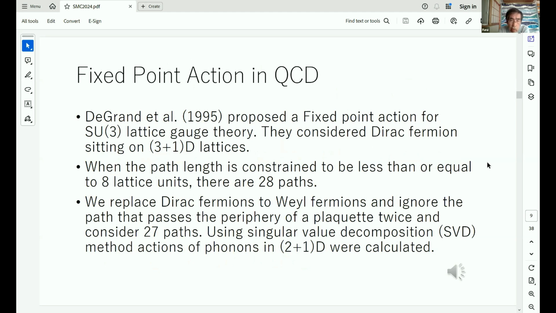And fixed point action in quantum chromo dynamics. Hasenfratz et al. proposed a fixed point action for SU3 lattice gauge theory. They considered Dirac fermion sitting on 3+1 dimensional lattices. When the path length is constrained to be less than or equal to 8 lattice units, there are 28 paths. We replaced Dirac fermions with Weyl fermions and ignore the path that passes through the periphery of a bracket twice, and consider 27 paths. Using singular value decomposition method, actions of phonons in 2+1 dimensions were calculated.